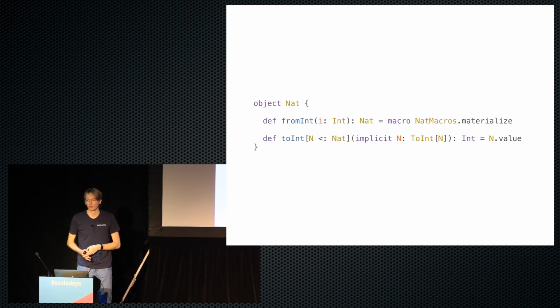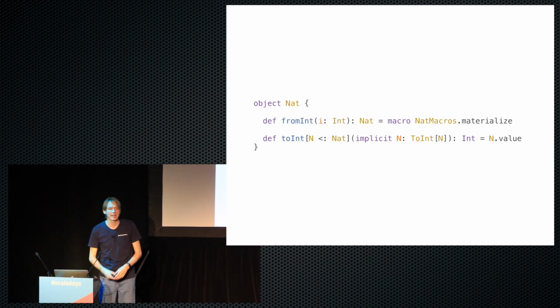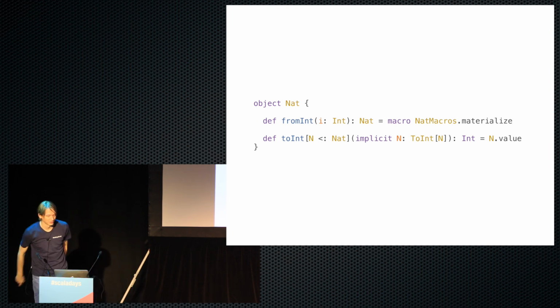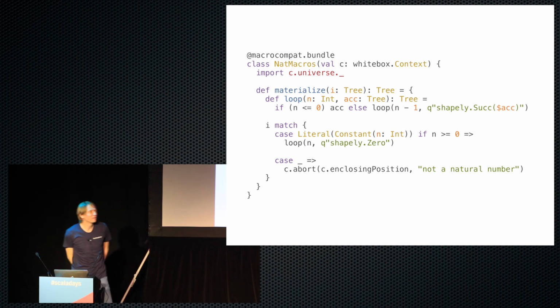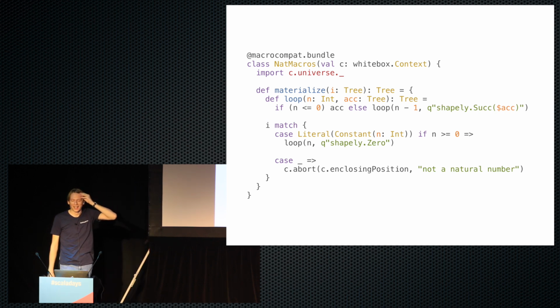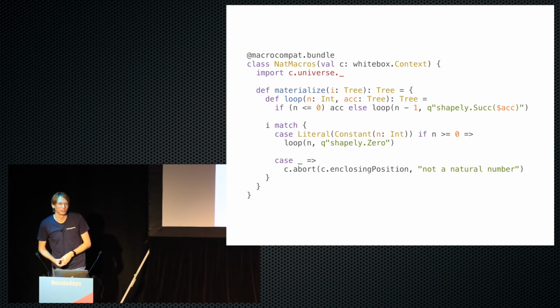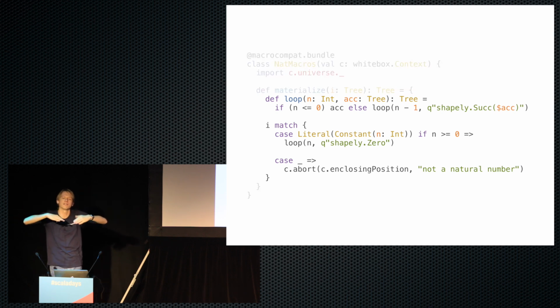So the fromInt function is going to take an int, return a nat, and it's going to be implemented by a macro defined in natMacros.materialize. This is the boilerplate that you do for macros in the current version of Scala. So what does natMacros look like? I'm glad you asked. It's kind of madness. This is a white box macro. It takes a context, imports c.universe, which is literally the entire compiler. And then it has this materialize function that takes a tree and returns a tree. All of this is boilerplate. All we care about is the stuff that's in the middle here.